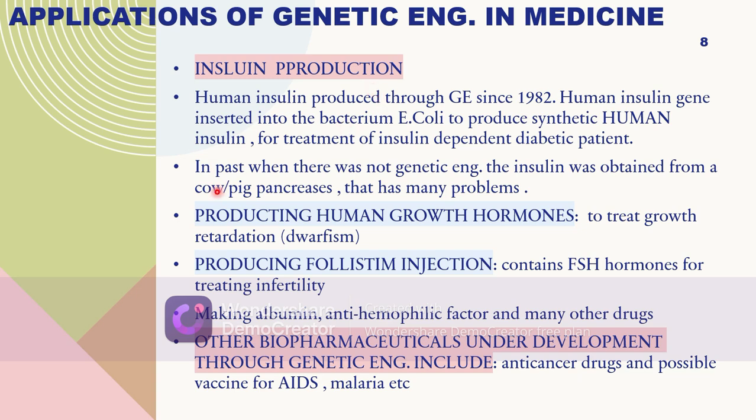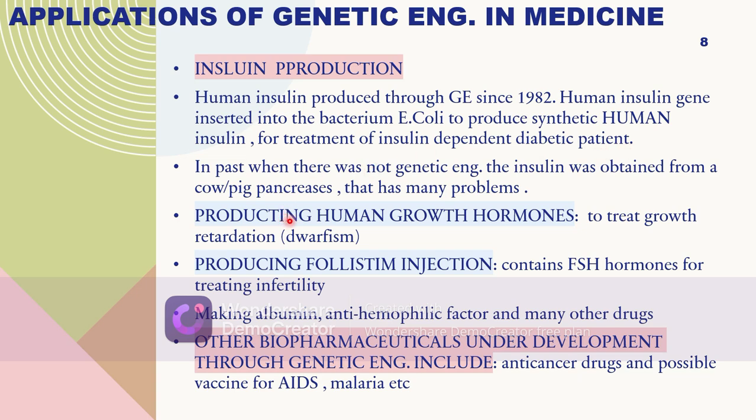So at that time we used a cow or pig pancreas to obtain insulin, but it has many problems. Since 1982, as we became more aware of technology, we came to know that a human insulin gene could be inserted into the bacterium E. coli to produce a synthetic human insulin, which is used for the treatment of insulin-dependent diabetic patients.